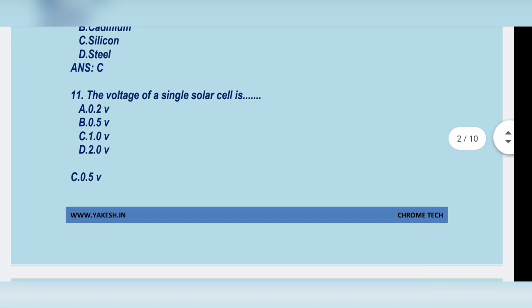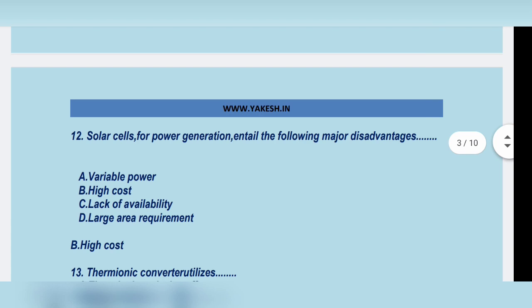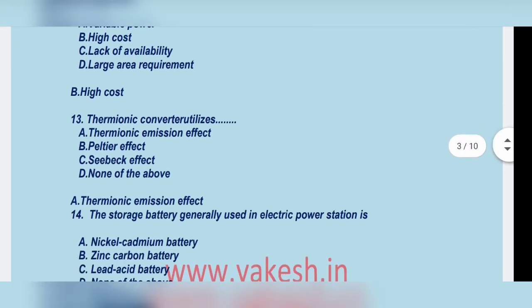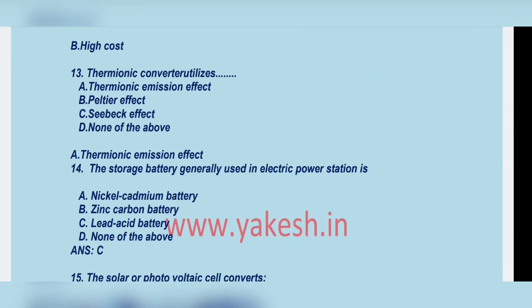The voltage of single solar cell is 0.5 volt. Option C. Solar cell for power generation has the following major disadvantage. Option B, high cost. Thermionic converters utilize thermionic emission. Option A. The storage battery generally used in electric power station is lead acid battery. Option C.